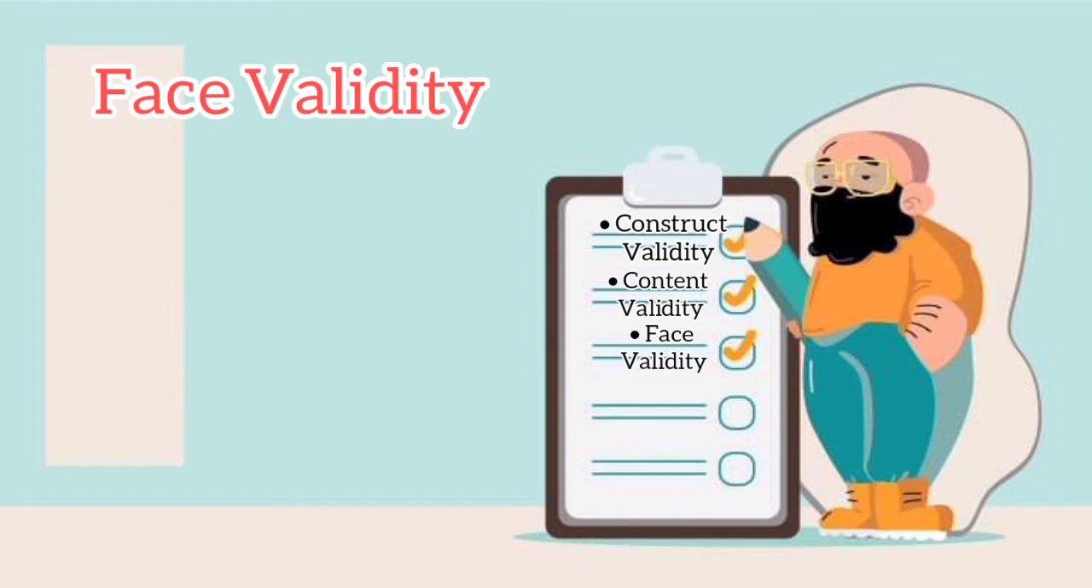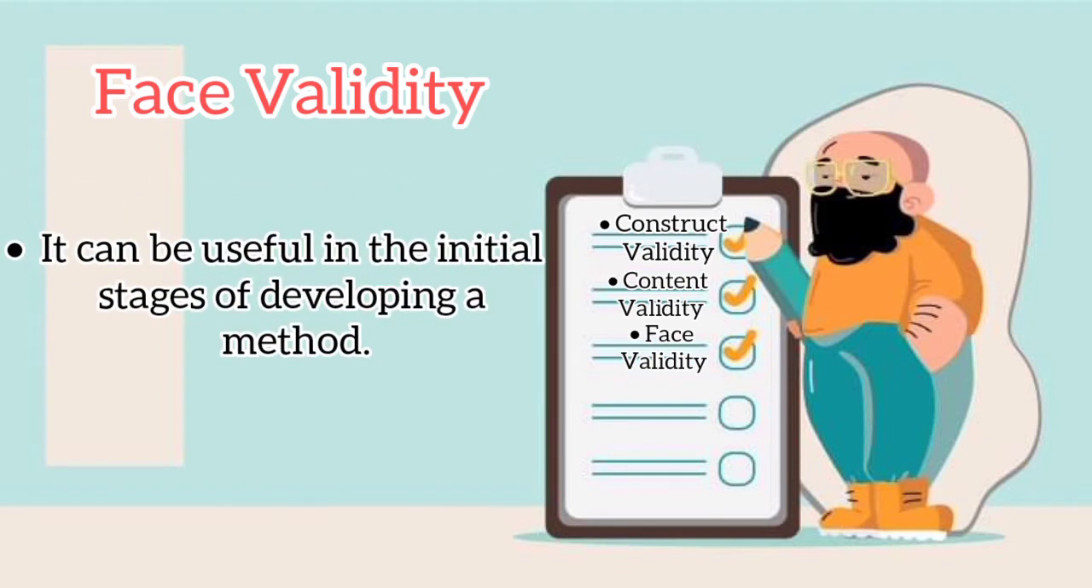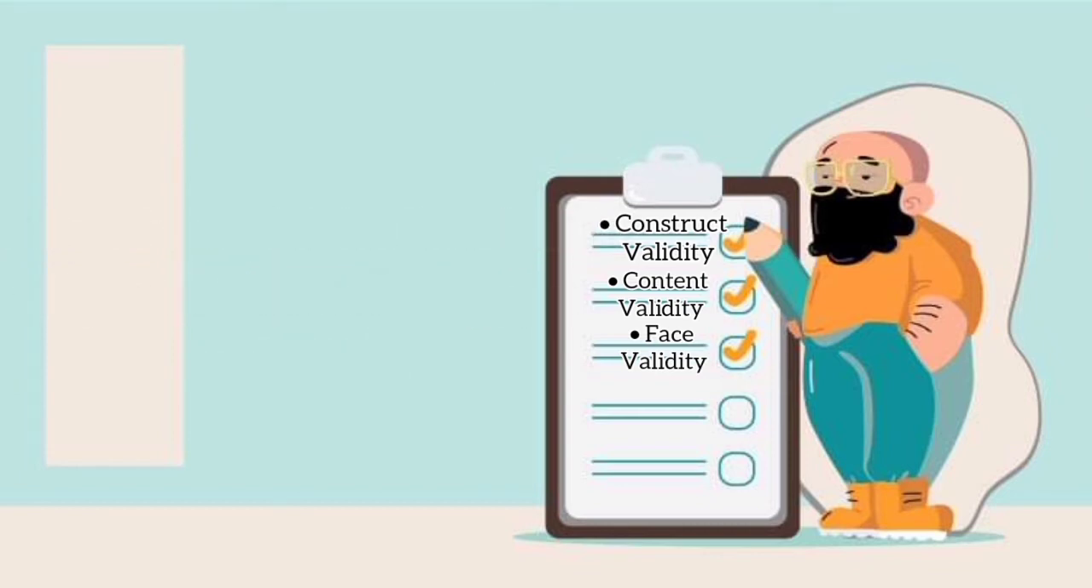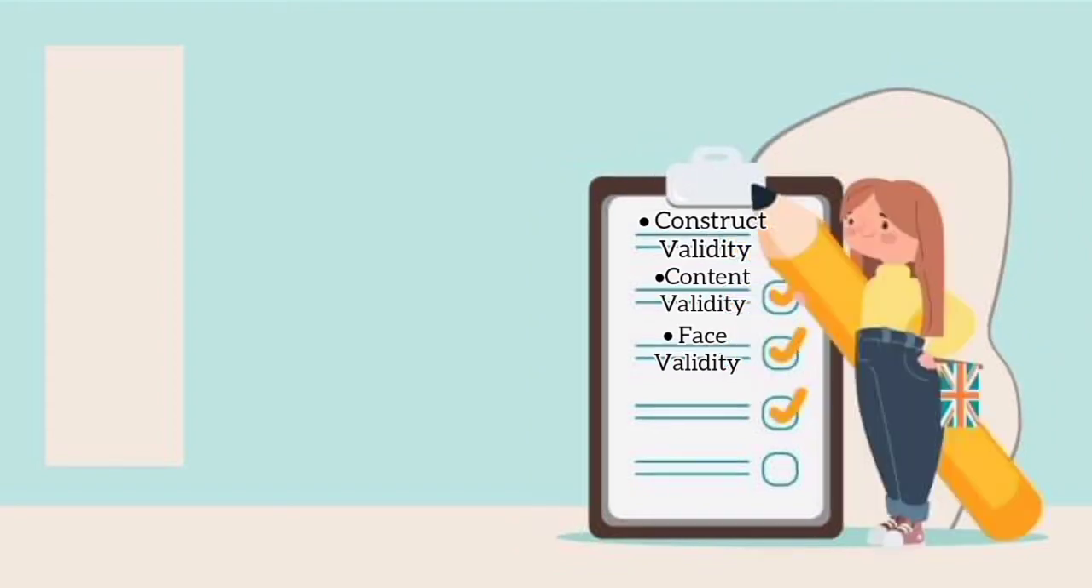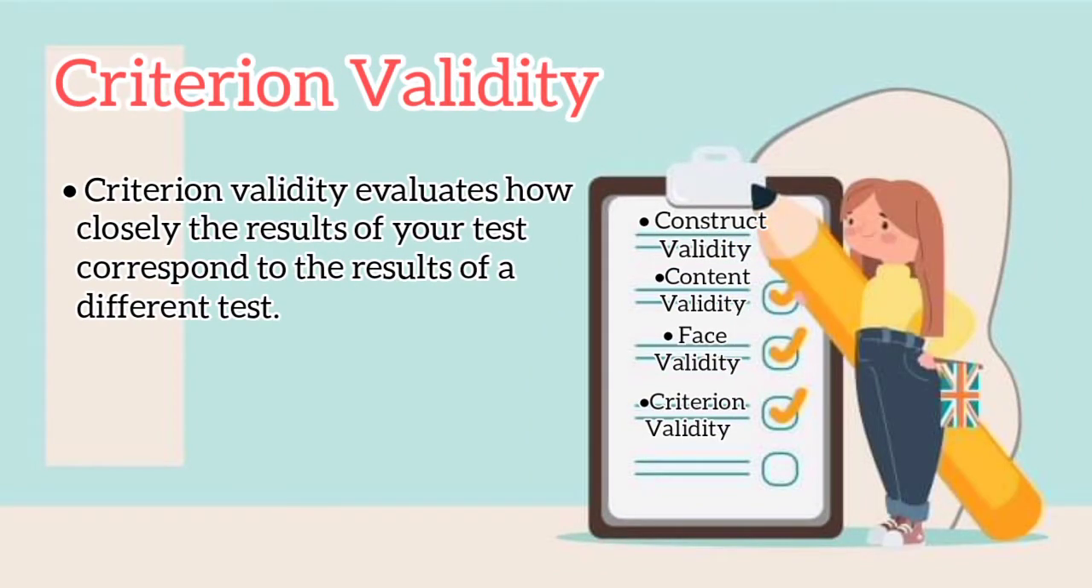As face validity is a subjective measure, it's often considered the weakest form of validity. However, it can be useful in the initial stages of developing a method or an assessment task. The last type of validity is what we call criterion validity. Criterion validity evaluates how closely the results of your test correspond to the results of a different test.